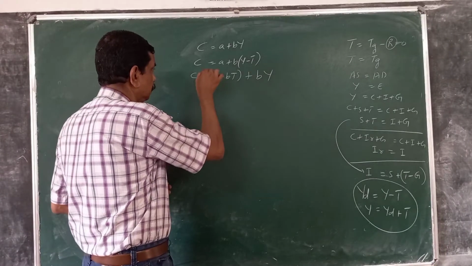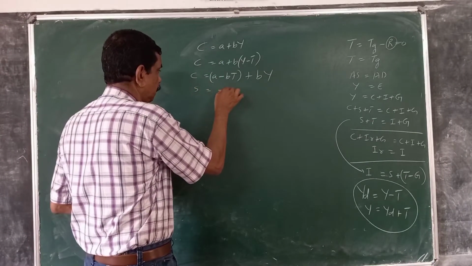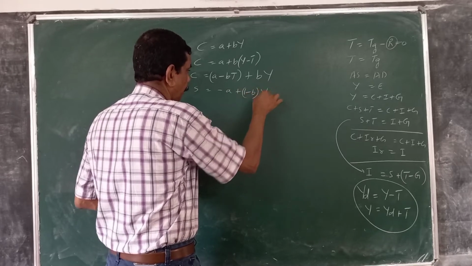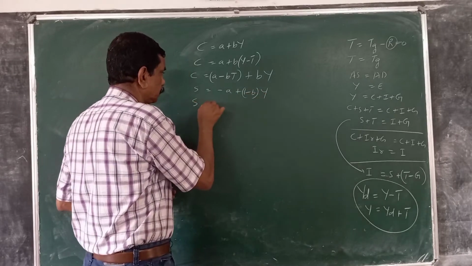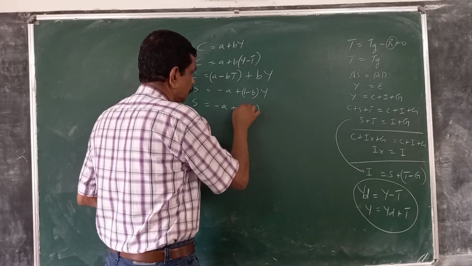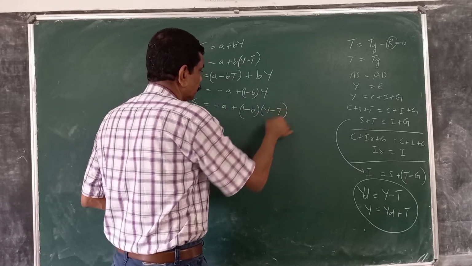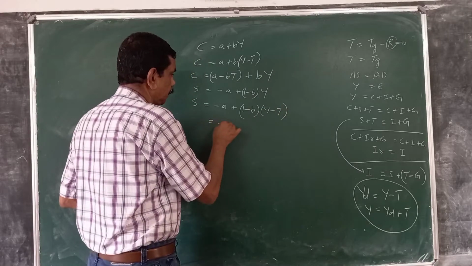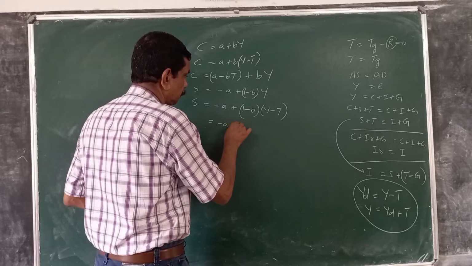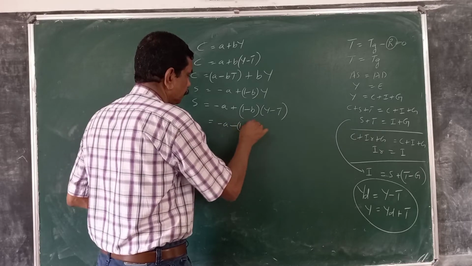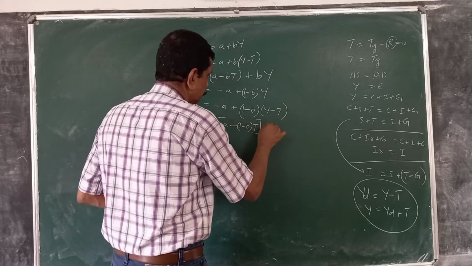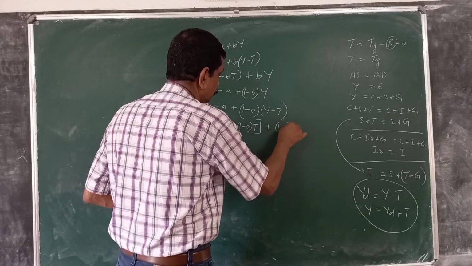Now what about the saving function? S was equal to minus A plus (1 minus B) Y. Now S is equal to minus A plus (1 minus B) into (Y minus T), which is equal to minus A minus (1 minus B) T plus (1 minus B) Y.